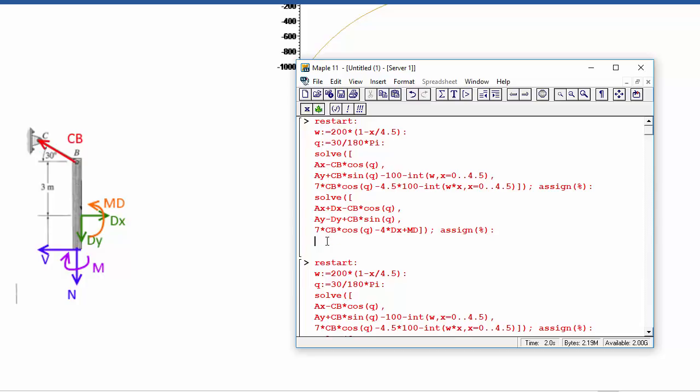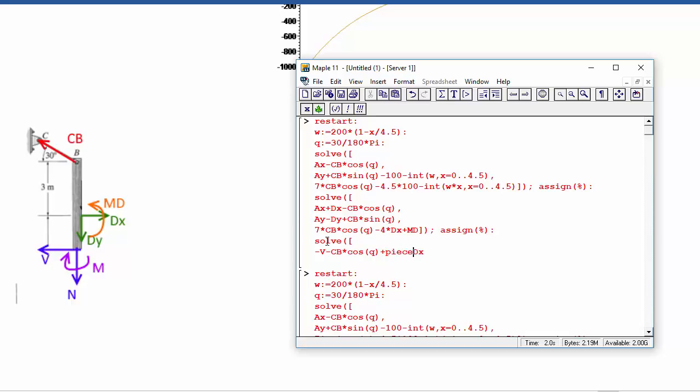So we could type out the equations again. The x force equation is negative v minus cb cos of q plus dx as long as z is greater than 3, meaning that we've moved down more than 3. The y force equation would be negative n plus cb sine of q minus piecewise if z is greater than 3 dy.